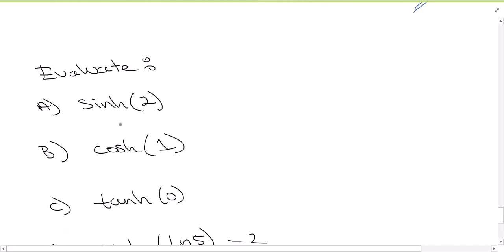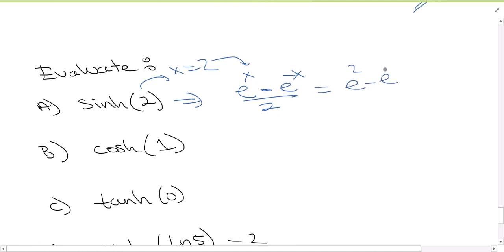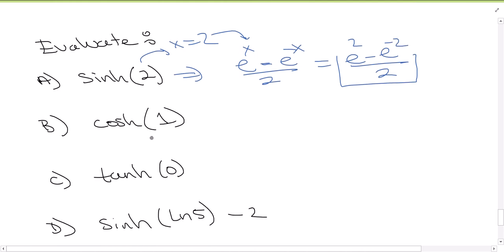So what about sinh of 2? That means that x is 2. So plug it into the definition of sinh. Sinh is e to the x minus e to the minus x over 2. So when x is 2, I'm going to have e squared minus e to the minus 2, over 2. So notice that this one is not as nice to evaluate because we don't have a natural log. So put that on a calculator and you can round to perhaps 3 decimal places to give an answer.